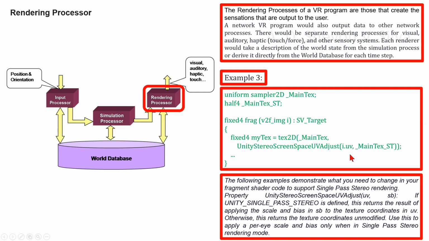To access this variable, declare a half4 in your shader with the same name as your sampler and add the suffix _ST. Use this variable to scale and offset, and use UnityStereoScreenSpaceUVAdjust to apply the UV scale and offset.